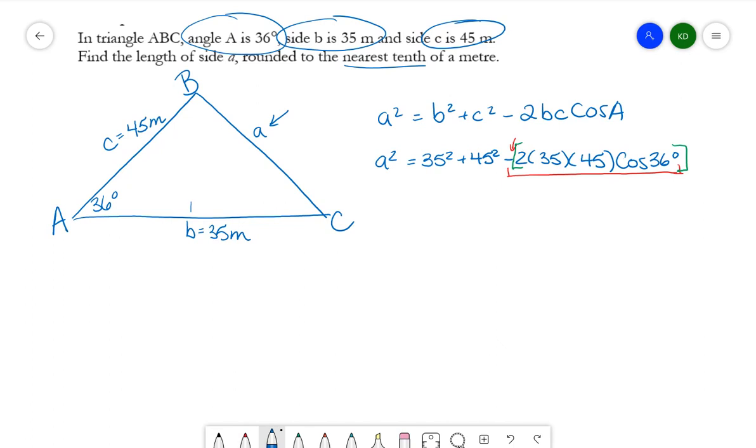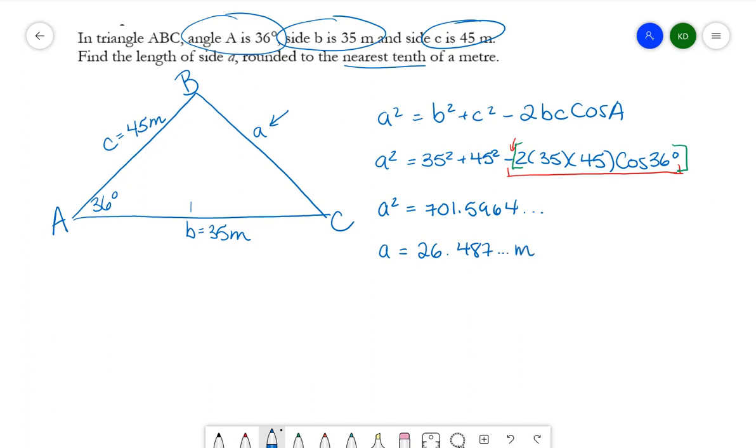What I get when I put this into my calculator is that a squared is equal to 701.5964. What we want to be careful with is that this is equal to a squared. We want just a. So I'm going to need to square root both sides. When I square root both sides, what I get is 26.487, and this is now going to be in meters.